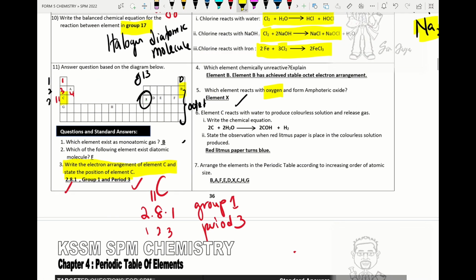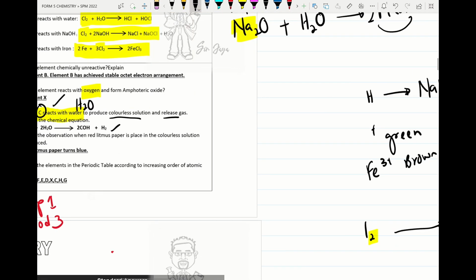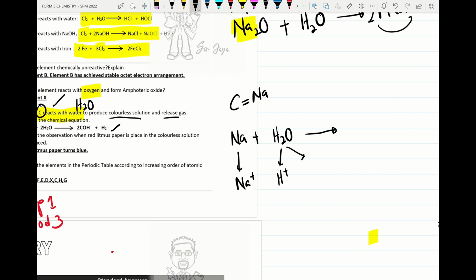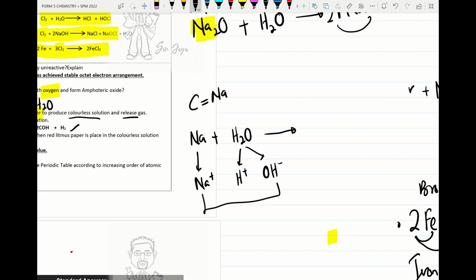All right, next question number 6. Element C reacts with water, the formula of water being H2O. Element C belongs to group 1. It reacts with water to form a colorless solution and release gas. Write down the chemical equation. I represent element C with sodium. So we take sodium and react with water. What product will we get? We put here sodium ion, and we take out the hydrogen ion and the hydroxide ion. During the chemical reaction, the sodium ion combines with hydroxide ion to form sodium hydroxide. The hydrogen, being single, we make it hydrogen gas.